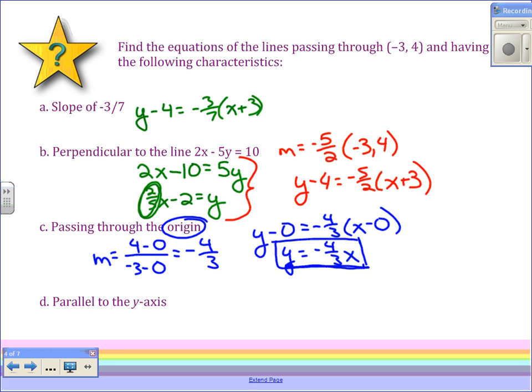Okay, next, we have parallel to the y-axis. Any line that's parallel to the y-axis is obviously a vertical line, and it's going to be written in the form x equals something. So if I have the point -3, 4, let me just draw a quick picture because sometimes people get confused with, oh my gosh, it's parallel to the y-axis, but I have to write x equals, and it's just confusing. Well, let me just explain it.